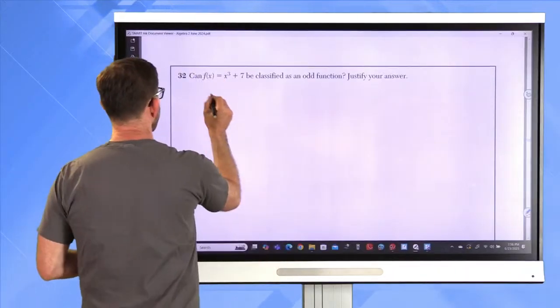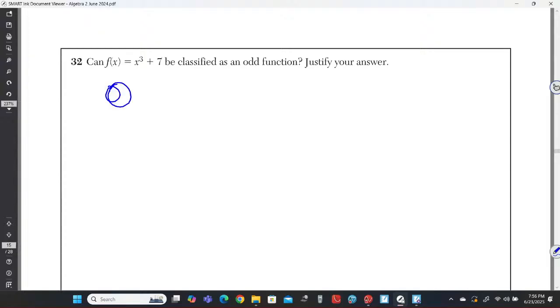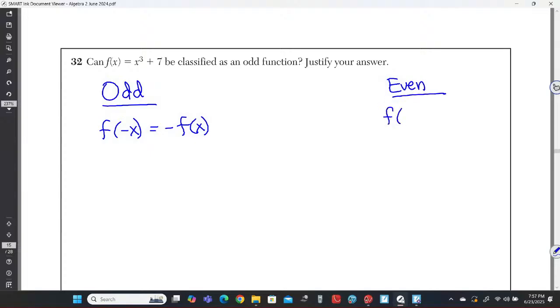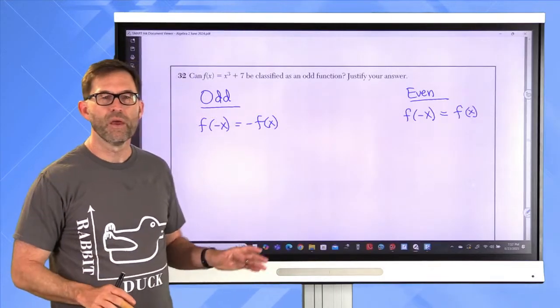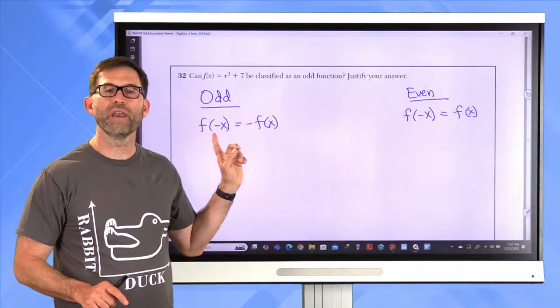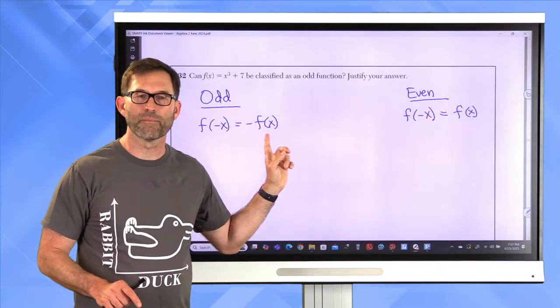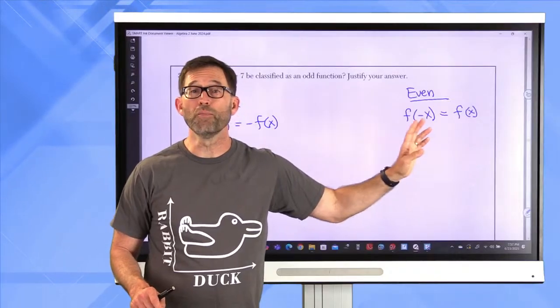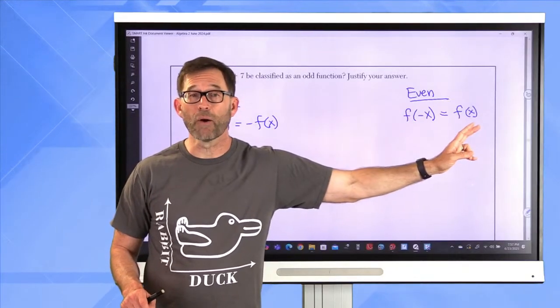Odd functions, ooh, come on, pen. Let's try that again. An odd function is a function where f of negative x is always equal to negative f of x. As a side note that has very little to do with this problem, but you never know, it might come up on Wednesday's exam, an even function is where f of negative x is equal to f of x. Now, what does this really mean? With an odd function, when you put in an opposite input, you get an opposite output. With an even function, when you put in an opposite input, you get the same output.